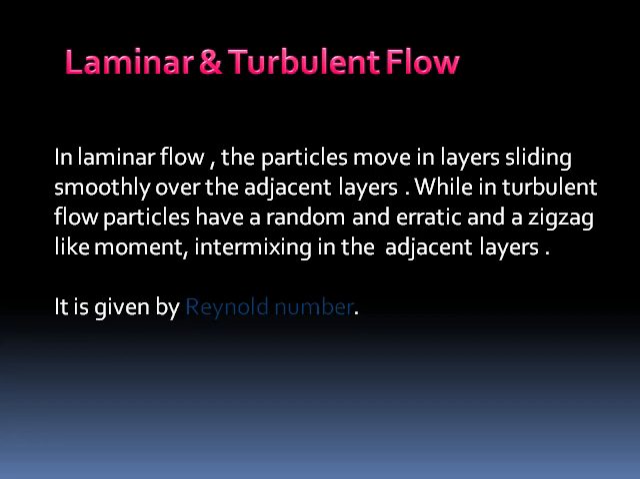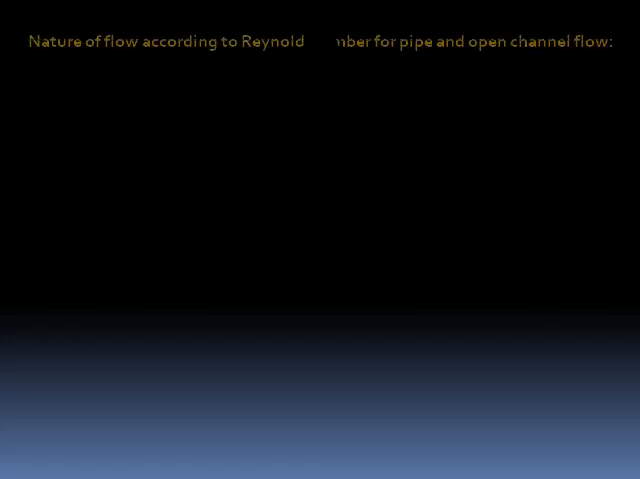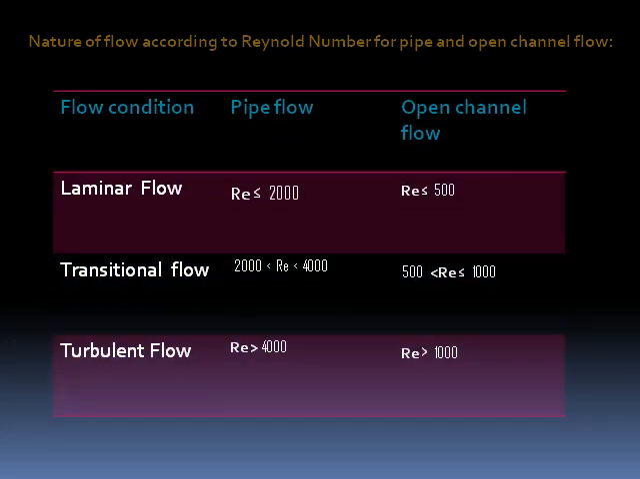Now I will show the chart where we will see the flow conditions for pipe flow and open channel flow. Here we will see the nature of flow according to the Reynolds number for pipe and open channel flow. Here are the flow conditions. We have three flow conditions: laminar flow, transitional flow, and turbulent flow, through pipe and open channel. For laminar flow, the Reynolds number should be less than 2000 for pipe flow, and for open channel it should be less than 500.